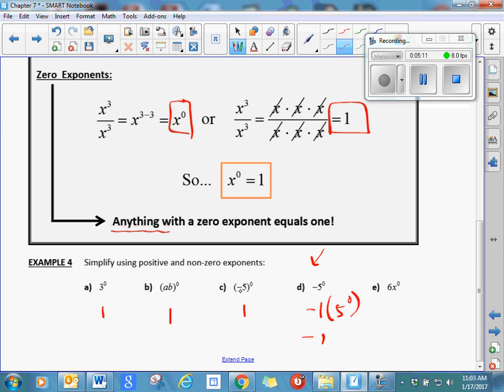C, the negative sign goes with the 5. So that says -5 is what's raised to the 0 power. D, this negative sign is hanging out as a -1 in front of 5 to the 0 power. So your product here is actually -1. And this one, the 6 is not to the 0 power because, again, it's not in parentheses. So this is 6 times x to the 0 power, which is 6 times 1, which is 6. Okay, have some fun with this.